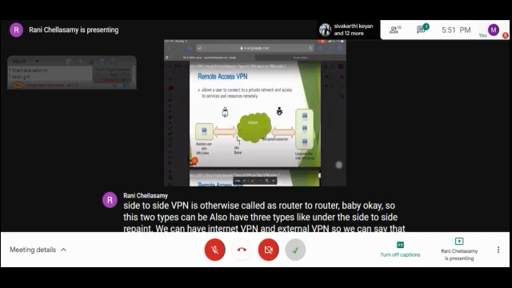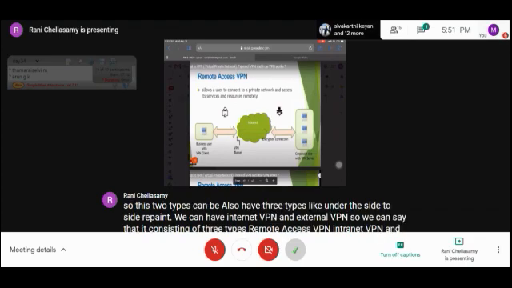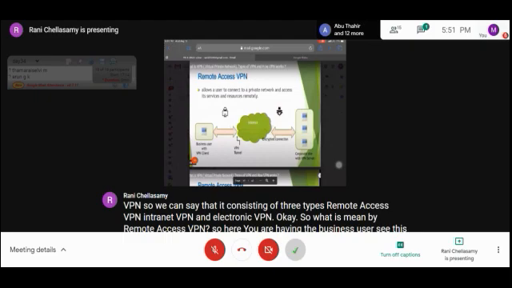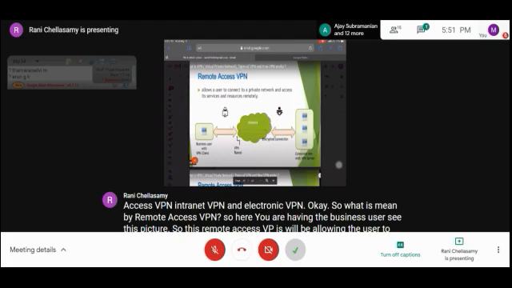So here you have the business user. See this picture. This remote access VPN allows the user to connect to the private network and access the services and the resources remotely. That's the main point to be noted for remote access VPN.